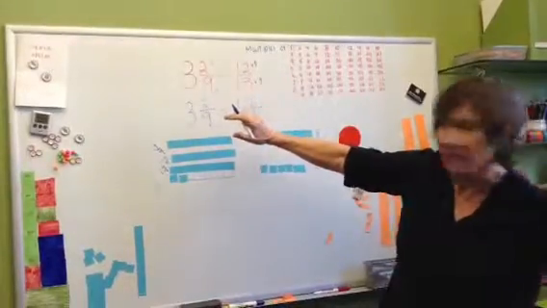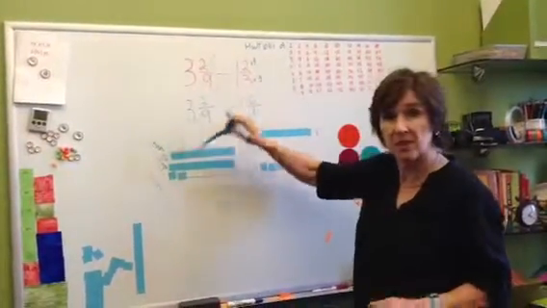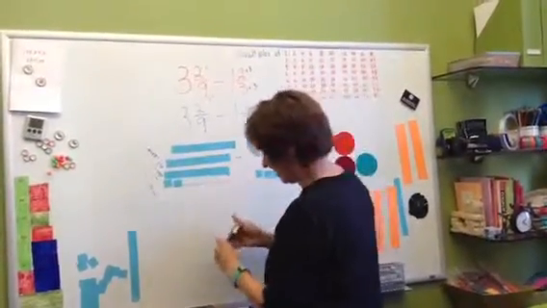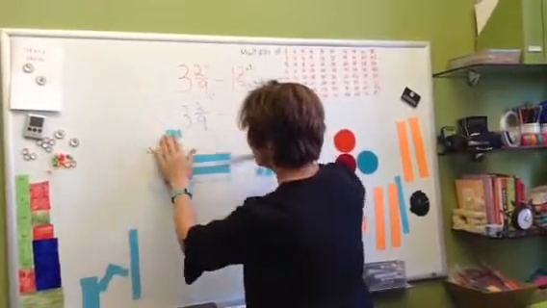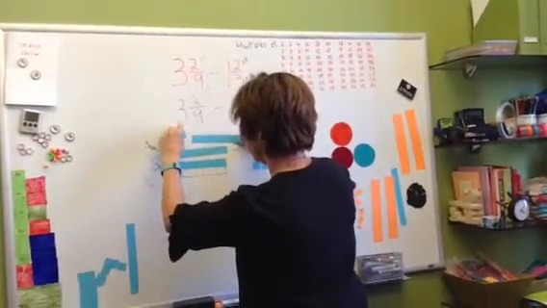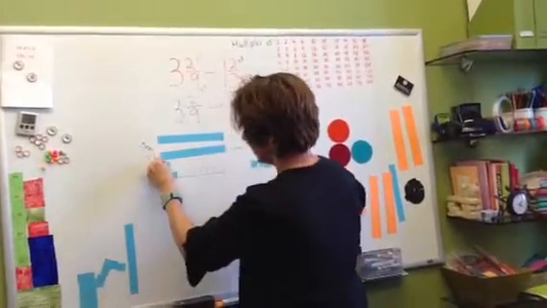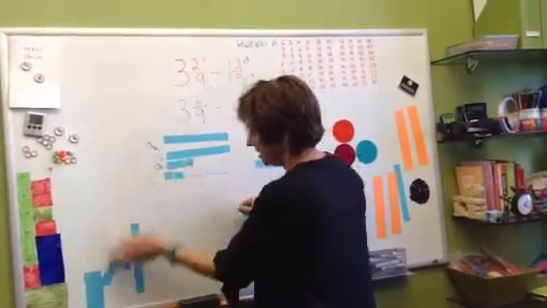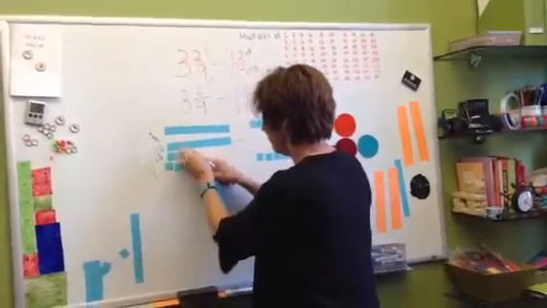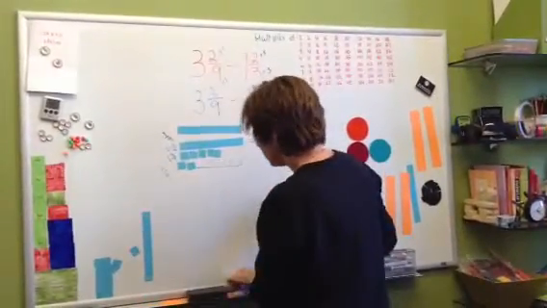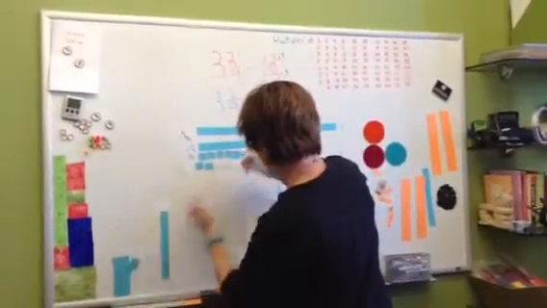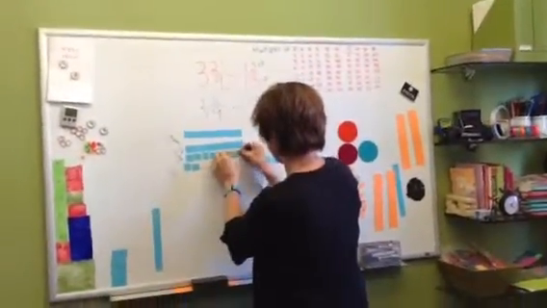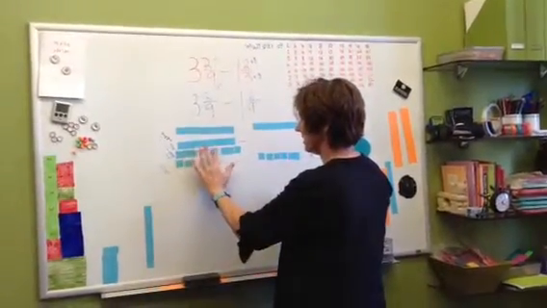So what can we do to make this numerator larger? What we're going to do is take one of these wholes and we're going to break it down into 9ths. I'm going to put these on the bottom. I think that'll make it a little easier. So I'm going to take this one off and I'm going to make 1, 2, 3, 4, 5, 6, 7, 8, 9. So I have 9 parts.